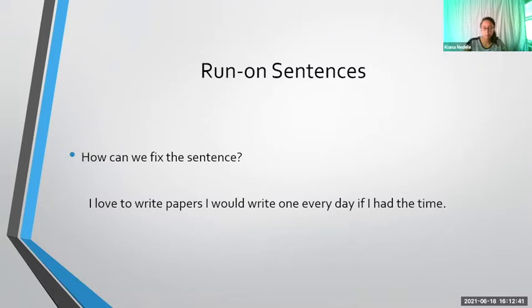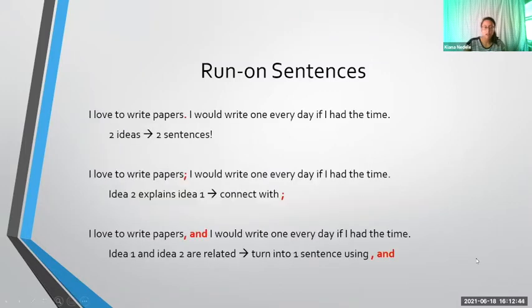So there are actually several ways we can fix this sentence. The first way, if we have two ideas, we make them two sentences. So here, I love to write papers, period. I would write one every day if I had the time. So this, we put this dot, it is a full stop. Now we have two sentences, and this is correct. I love to write papers. I would write one every day if I had the time.